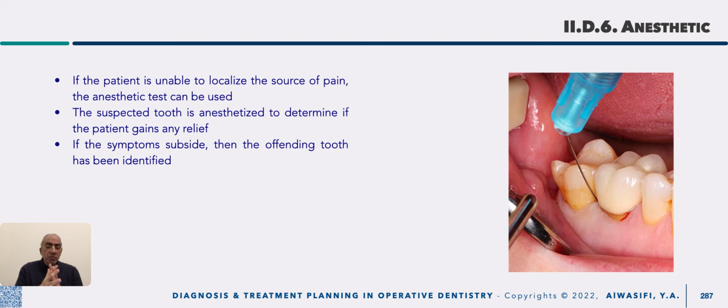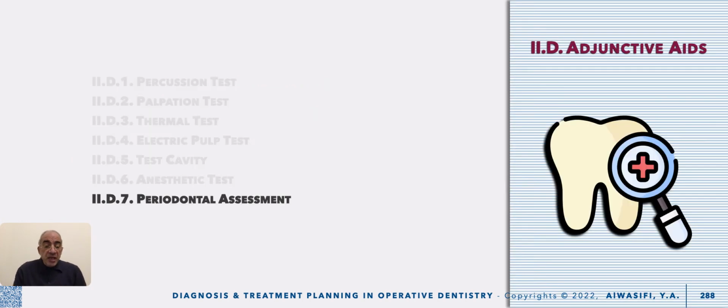The only problem of this test is it is a time-consuming one and multiple injections in the same quadrant. But also, most of the acute cases, the cause will be obvious. It's a very rare case when you are in need for this. This comes one of the most important adjunctive aids, which is the periodontal assessment.